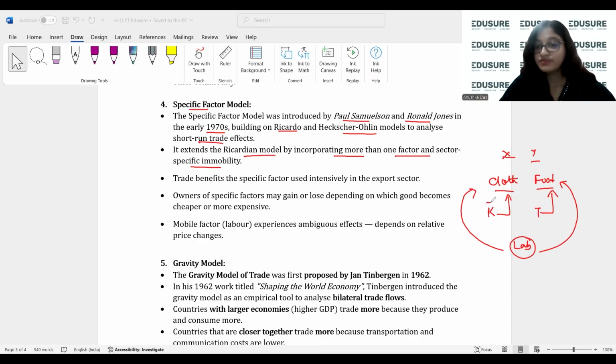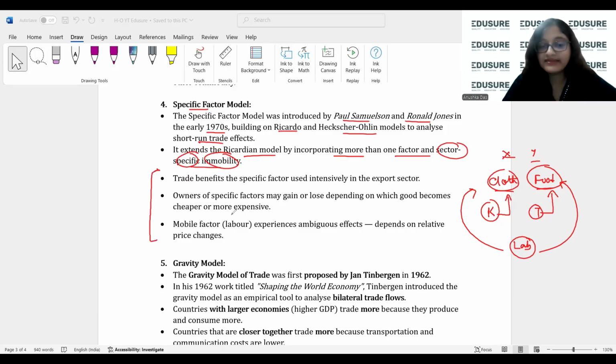So here we see sector immobility of factors. Capital is immobile and is restricted only to the cloth sector. Land is immobile and is specific to food production. So you have more than one factor of production, here 3 factors, and sector-specific immobility is introduced. Labor is the only mobile factor which can be used for either cloth production or food production, and the rest of the 2 factors are completely sector immobile. That is the assumption. Now, if this happens, what will be the outcomes? The outcomes are summarized in these 3 points.